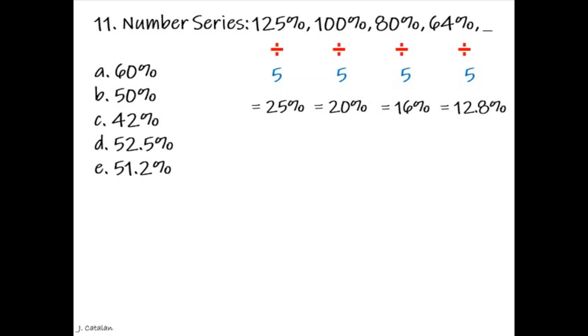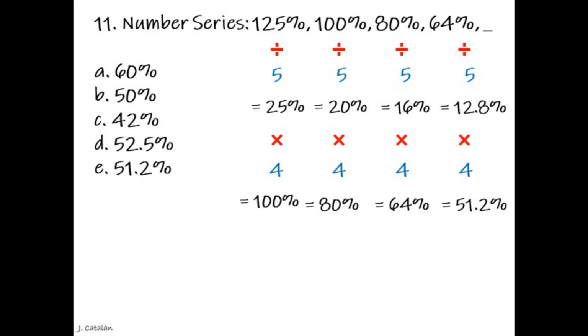Let us now find a common multiplier that could result in a number equal to our succeeding number series. We will use 4 as our common multiplier. 25% multiplied by 4 is equal to 100%. 20% multiplied by 4 is equal to 80%. 16% multiplied by 4 is equal to 64%. 12.8% multiplied by 4 is equal to 51.2%. The number next to 64%, in a decreasing manner, is 51.2%.